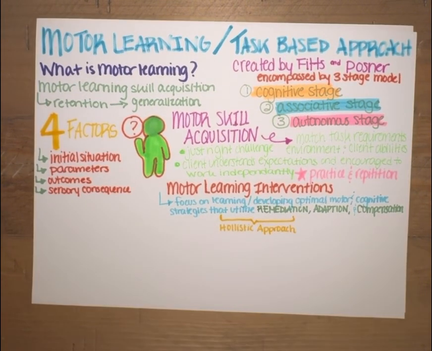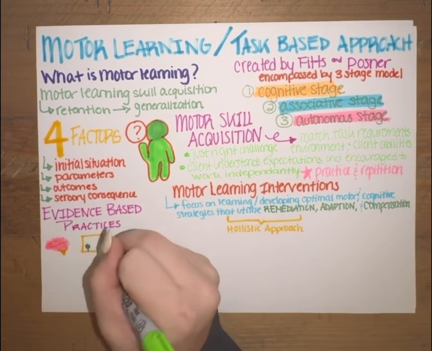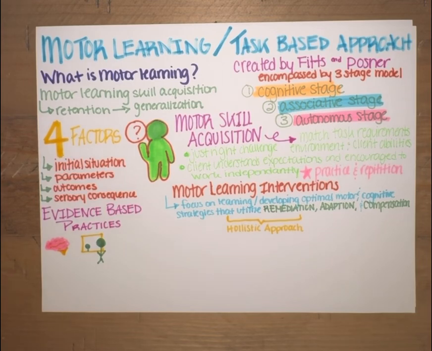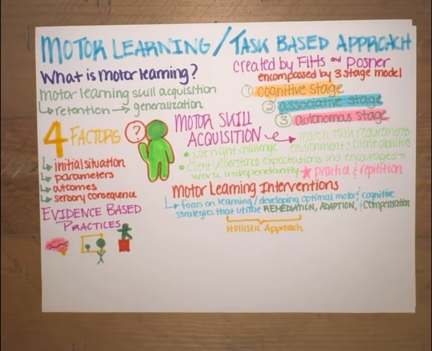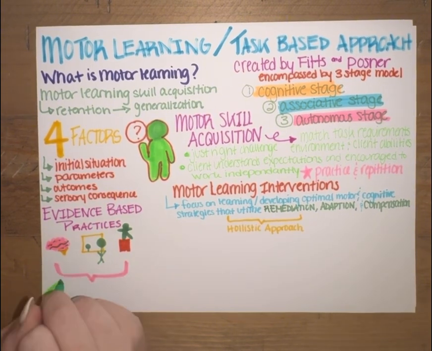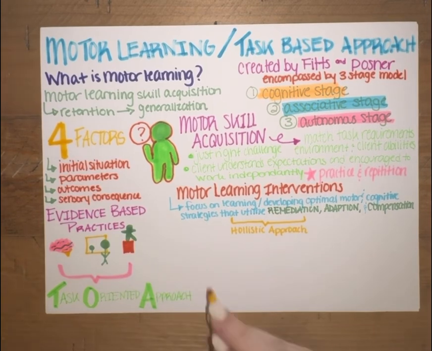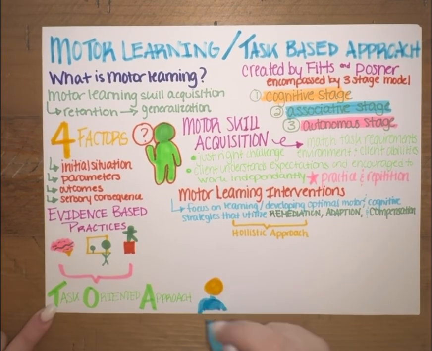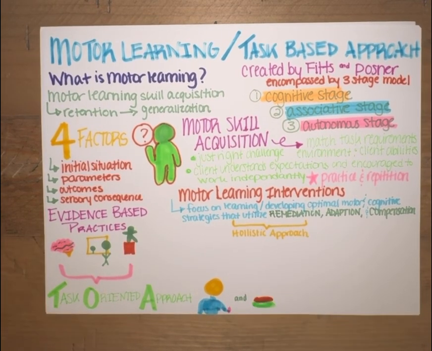To implement these interventions, motor learning most commonly utilizes EBP, or evidence-based practices, such as mental practice, virtual reality, mirror therapy, and more. One that is most currently related to motor function and motor control for clients who sustain brain injuries is a task-oriented approach. The task-oriented approach can be defined by task-specific training, repetitive task practice, and goal-directed training. It focuses on the task and the client rather than that of the therapist.